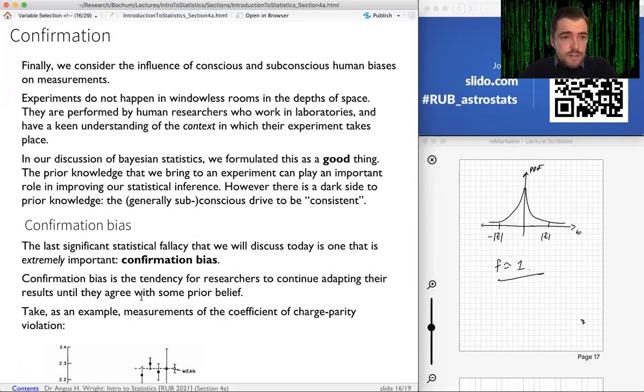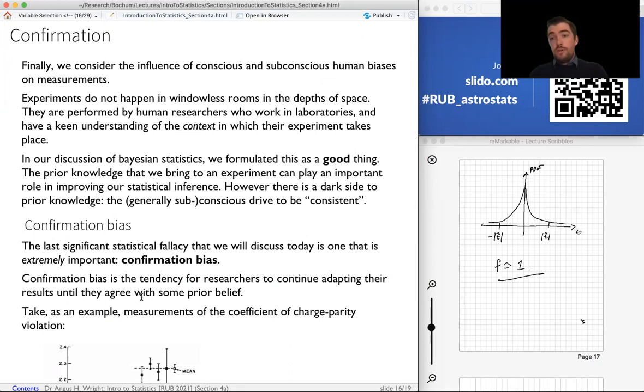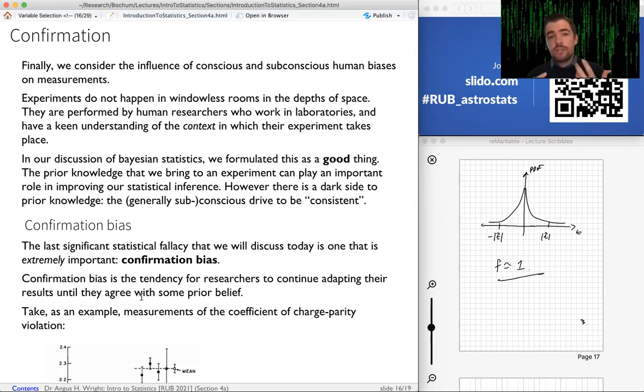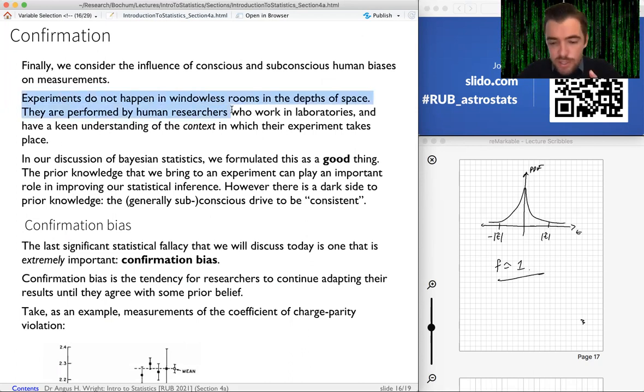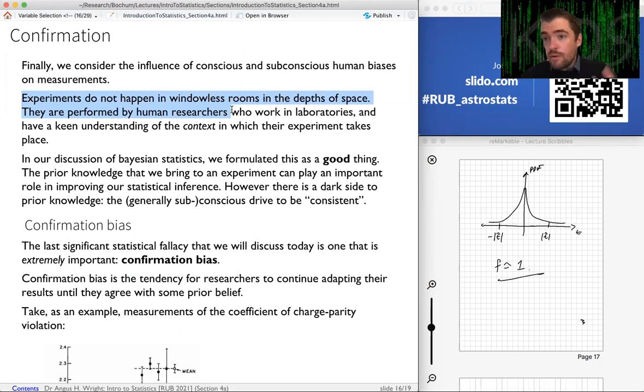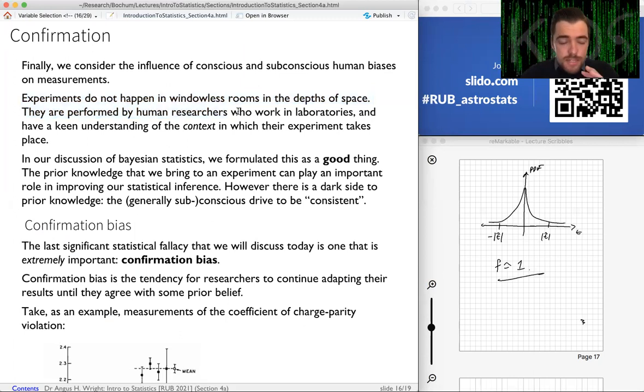The last statistical fallacy that we're going to talk about is to do with the human brain, which is to do with how we consciously or subconsciously influence the measurements that we make. And this is, again, because, as I said at the beginning, experiments don't happen in a windowless room without any idea of what's going on in the foreground. They're done by human people working in laboratories, generally who have a long history of working in the field, right? And that context is important.